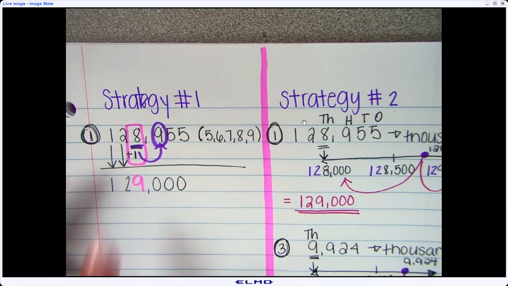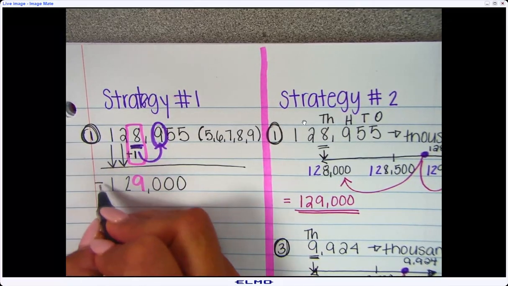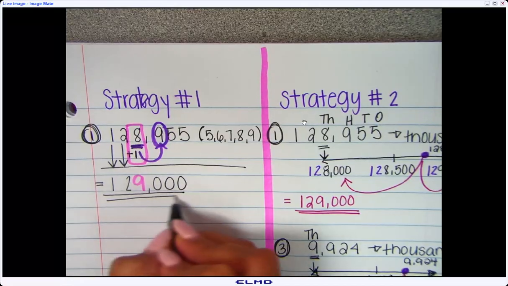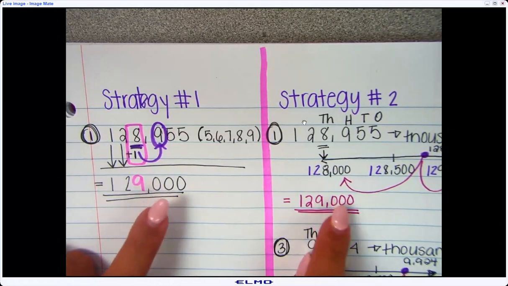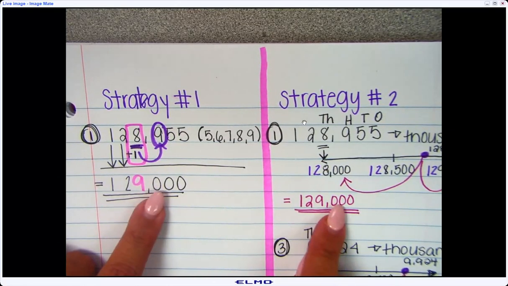So when I round this number to the 10,000s place, I still get the same answer that I got with the number line, if it's an emergency.